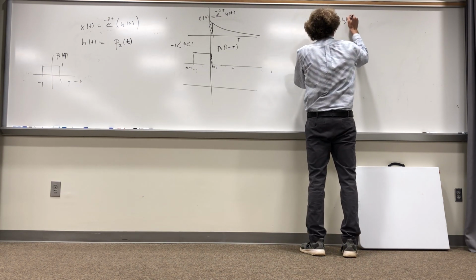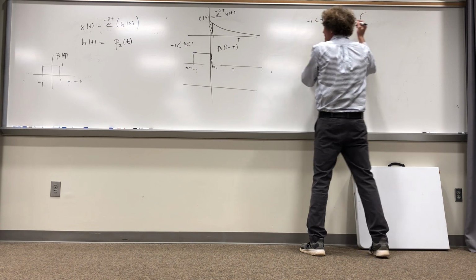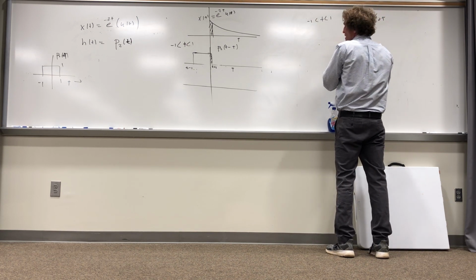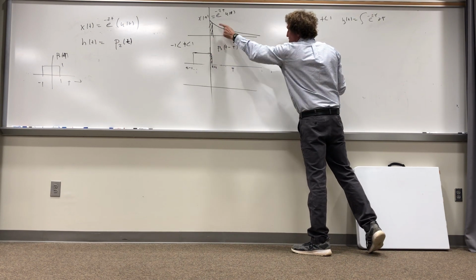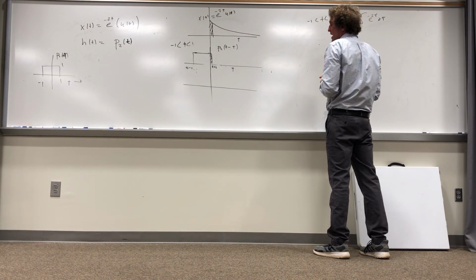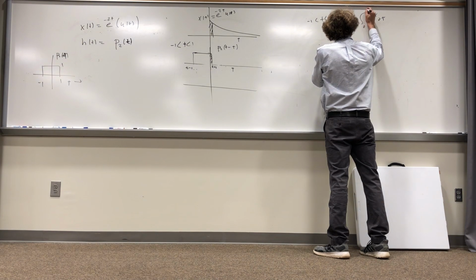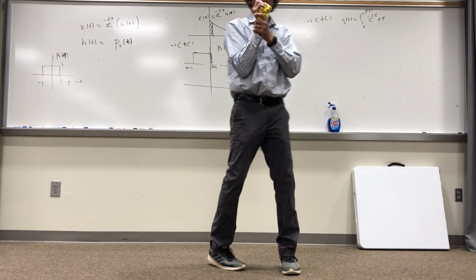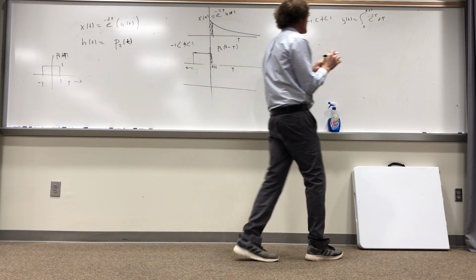I can say my y of t here is the integral of e to the minus 2 tau d tau. This has a height of 1. Times that, it's just going to be that right there. And it goes from 0 to t plus 1. Does everybody agree with that? Class? All right, now do the integration and you get what?